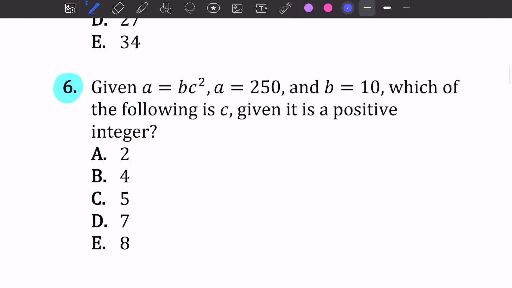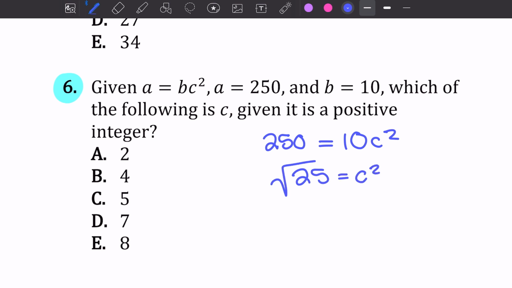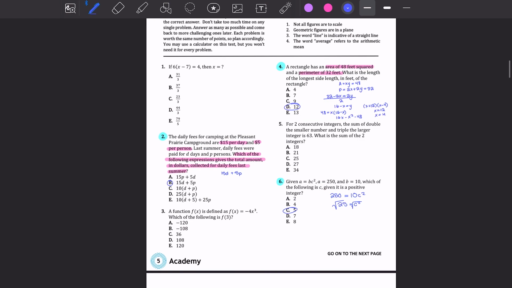The next problem is basically just a plug-in problem. Simple math, but also this would be a great problem if you didn't know how to do it, to use the answers and plug them in for C, because no matter what, they're going to equal A, which is 250. But here we got C by itself and then took a square root, and the answer would be 5.